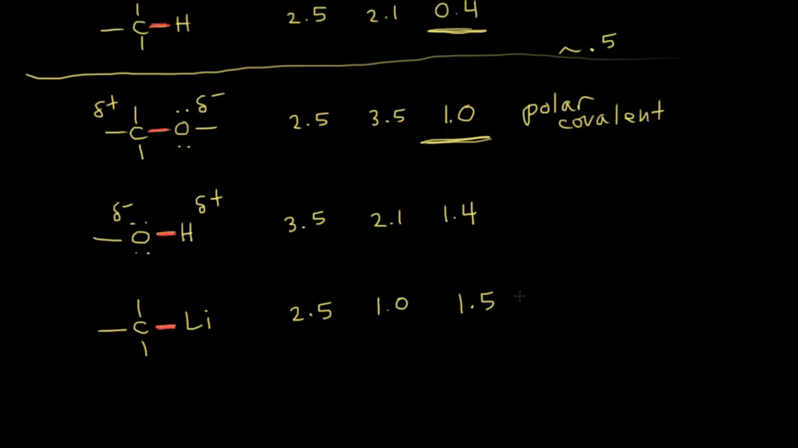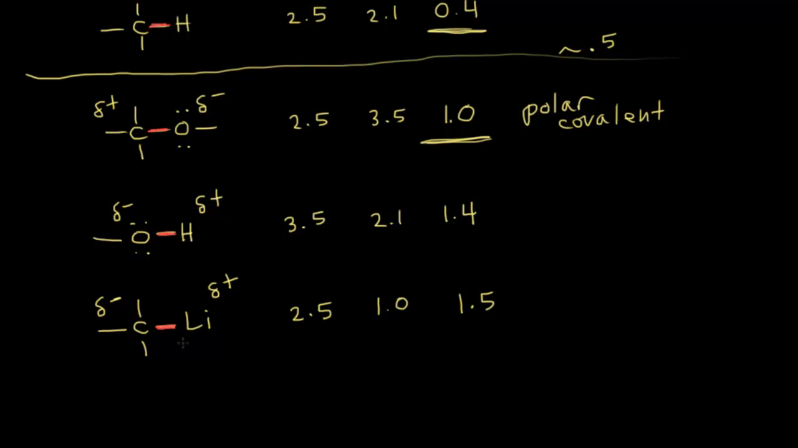This time carbon is more electronegative than lithium. So the electrons in red are going to move closer to the carbon atom. And so the carbon is going to have a little bit more electron density than usual, so it's going to be partially negative. And the lithium is losing electron density, so we're going to say that lithium is partially positive.